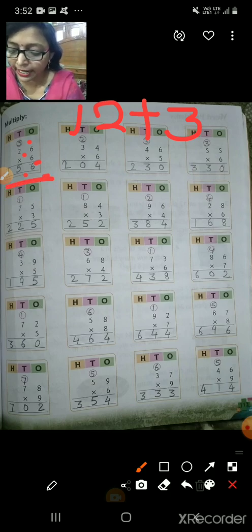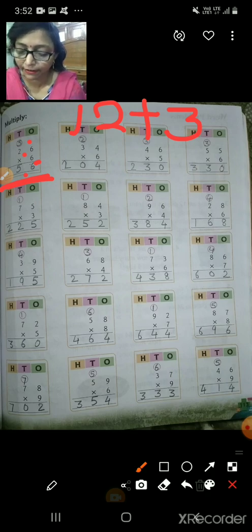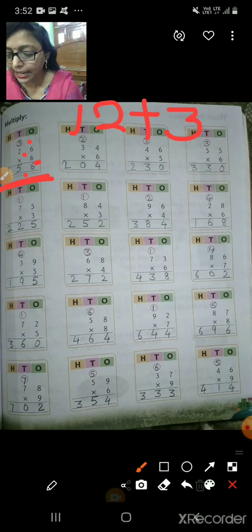So 1 we will write at the 100s place, 5 we will write at the tens place and 6 we will write at the ones place. So the answer will come here 156.